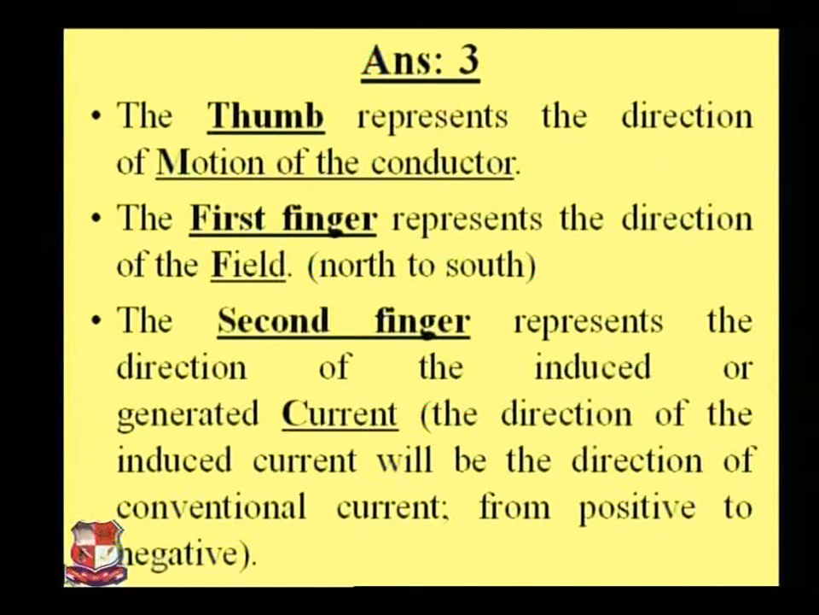So you can easily find out, again I am telling you, the direction of the induced current, whatever the motion of your conductor. Just put your thumb in that direction. Your first finger indicates the magnetic field, and your second finger, which is again at 90 degrees to your first finger, represents the direction of the induced current.